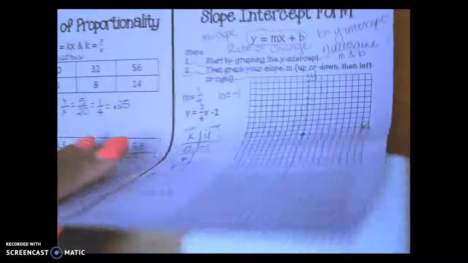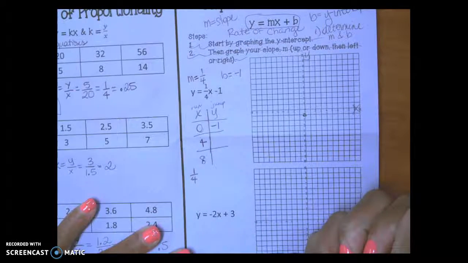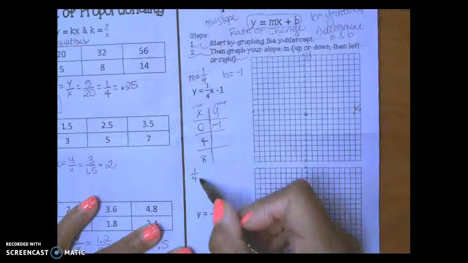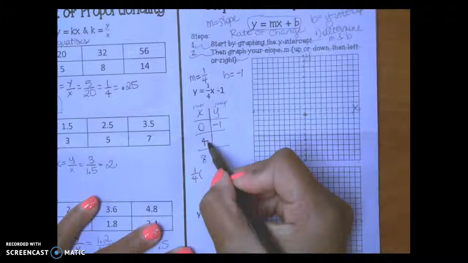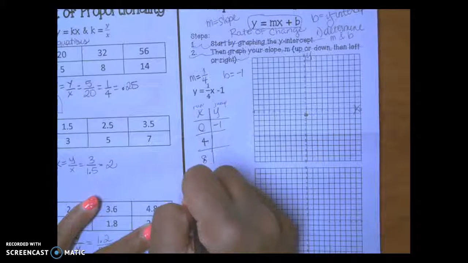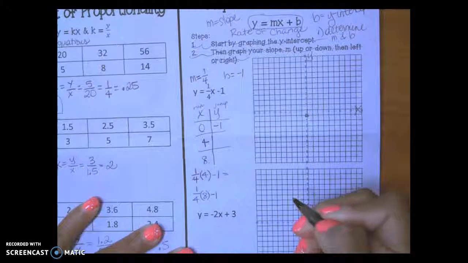So now, what was the pattern we said we have to do? Multiply by 1/4, then subtract 1. So 1/4 times who? 4. Then subtract 1. Then 1/4 times who? 8. Then subtract 1.